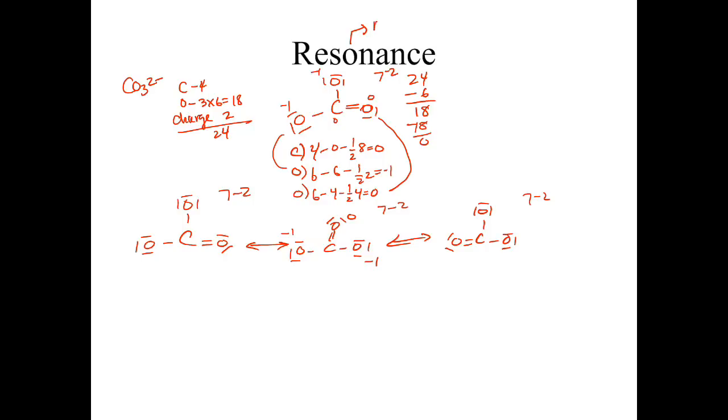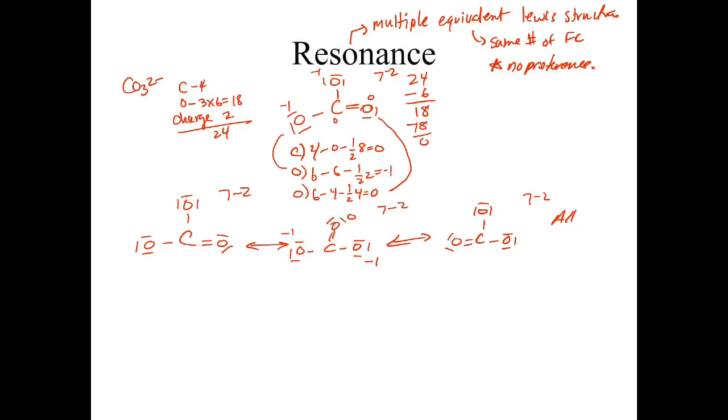So resonance, if we had to give this a definition, is where you can have multiple equivalent Lewis structures. And by equivalent, what I mean is that they have the same formal charge, and there's no real preference from one to the other. There's no rule that says, nope, you can't have this structure for sure. And any one of them is actually going to be okay.